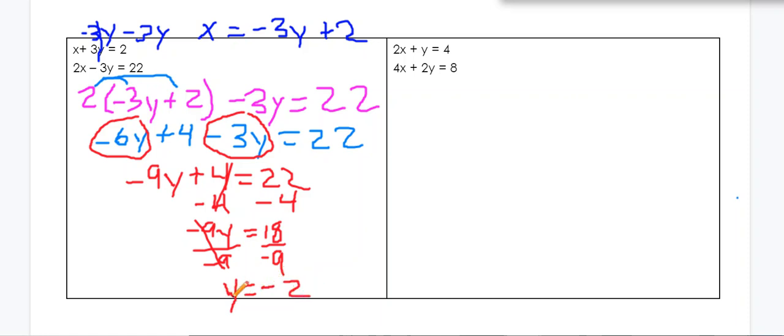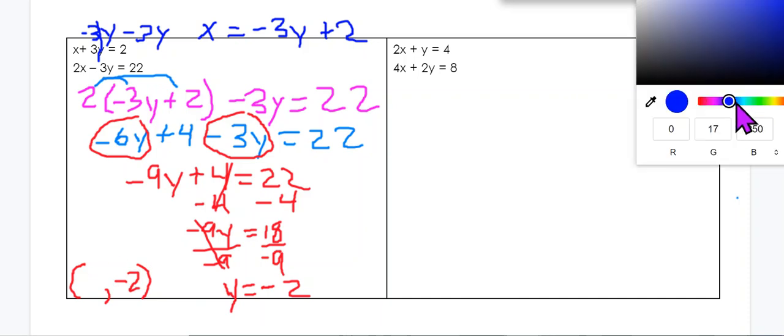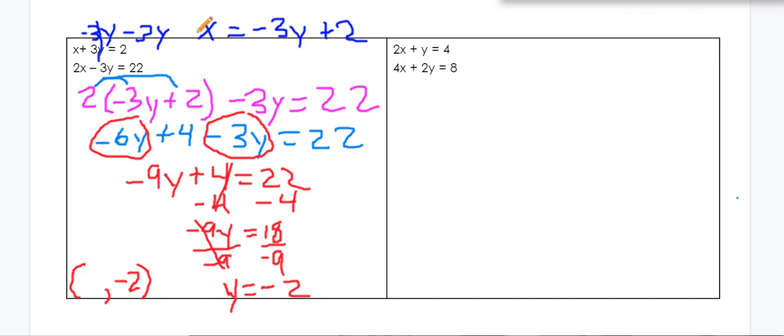All right, so now that I know my y value, remember my answer is always an ordered pair, right? So my y value is negative 2. I've got to figure out what my x value is. So I can take that negative 2 and plug it back into our first equation. See how it says x equals negative 3y plus 2? So I can plug in negative 2 for y in my first equation.